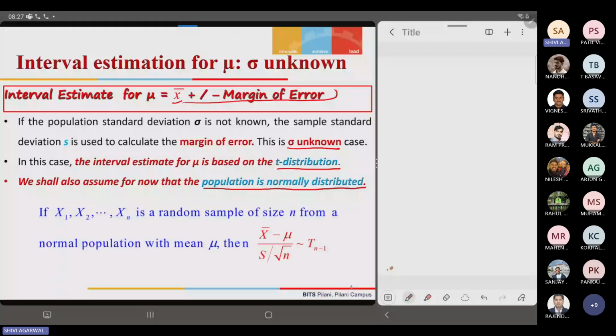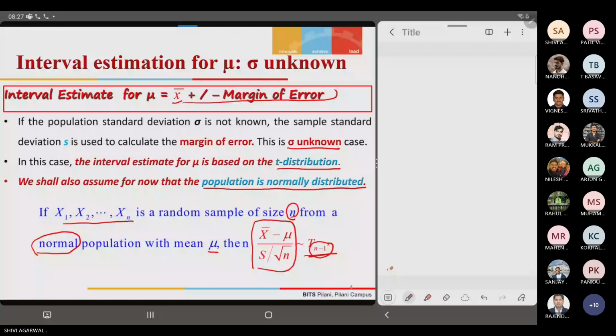Now, what is the meaning of the T distribution? If x1, x2, ..., xn is a random sample of size n from a normal population, these are the two important points we mention here: the size is n and the population is from a normal distribution, with mean mu, which is unknown to us. That's why we are trying to find the interval estimation for mu here, and sigma is unknown. Then x bar minus mu upon s upon root n follows the T distribution with n minus 1 degrees of freedom. In the T distribution, degree of freedom is the parameter, and here it is n minus 1.